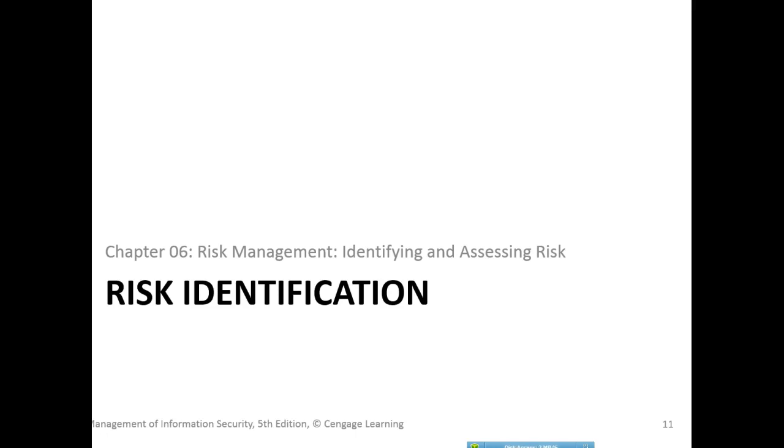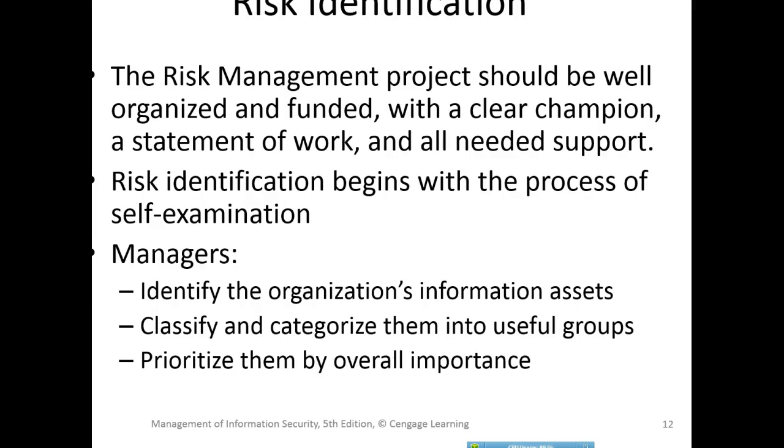The second part that we are going to talk about is risk identification. A risk management process should be well organized and funded. It needs a clear champion, a statement of work, and all the needed support from the top managers. They also need to select a team, and they need to be able to conduct some of those tasks by finding the right skilled people for the process.